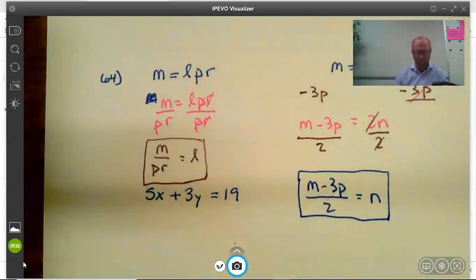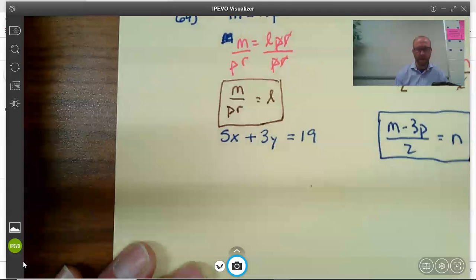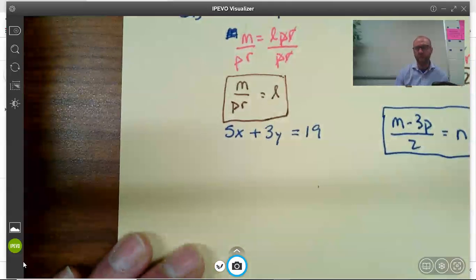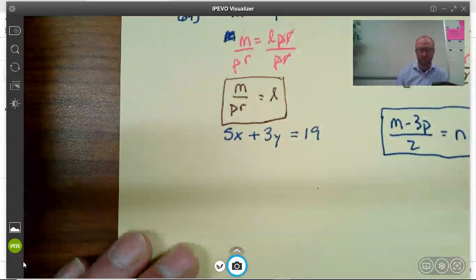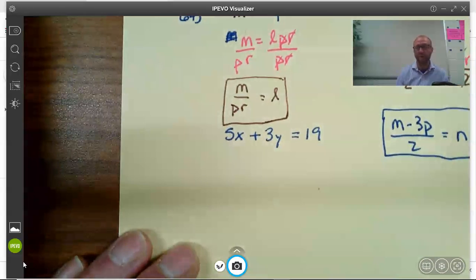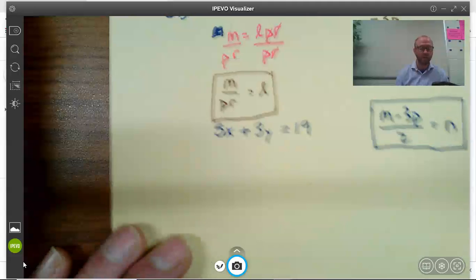Let's take a look at one more, because this one down here is a really common one, actually. 5x plus 3y equals 19. This is a standard form of a linear equation. So all the xy pairs that make this equation true lie on a straight line in the graph.